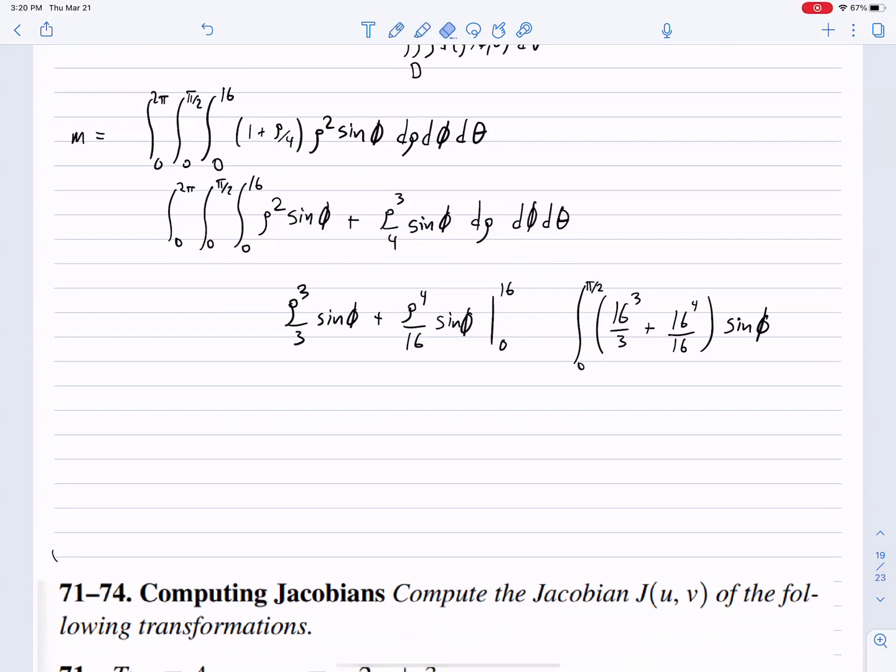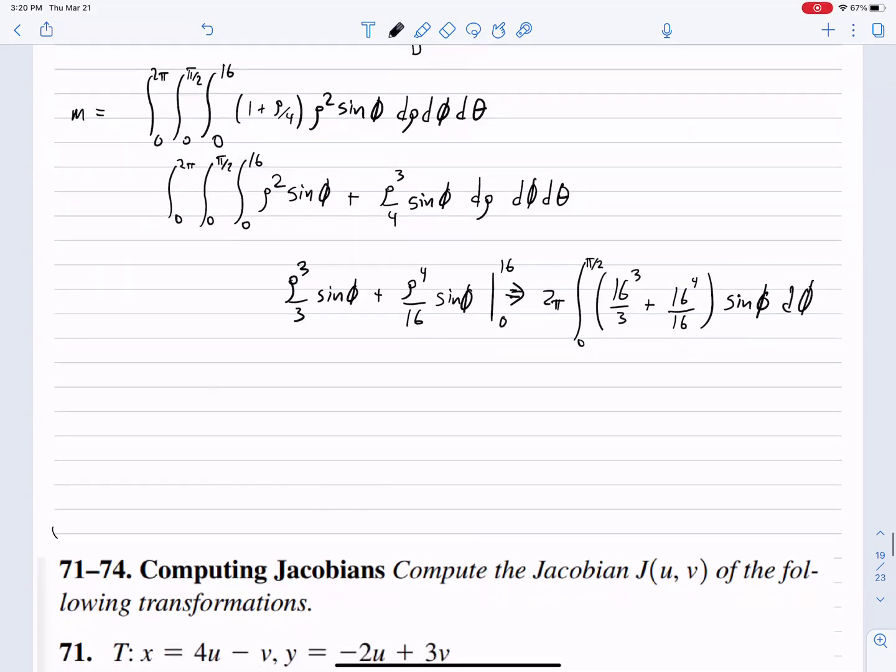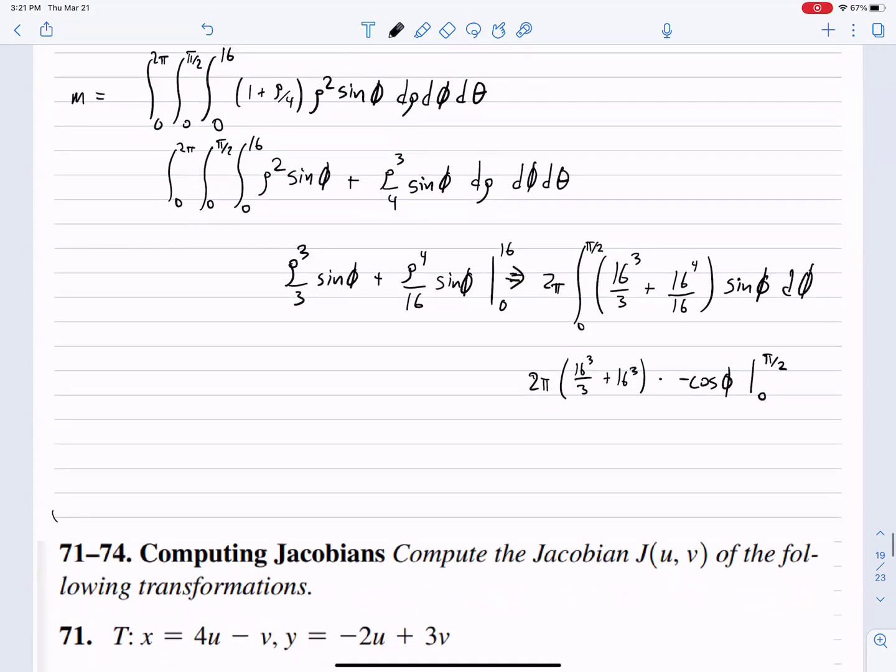This is really sloppy, but I'll just say it leads to 2 pi times that. And then that we can integrate, right? That's actually not that hard to integrate. What's the antiderivative of sine of phi? It's negative cosine. So it becomes 2 pi times 16 cubed over 3 plus 16 cubed, times negative cosine of phi evaluated from 0 to pi over 2. If you plug in pi over 2, that's 0. If you plug in 0, it's 1. And so it equals 2 pi times 16 to the third over 3 plus 16 to the third. So that's the mass. That's not bad.